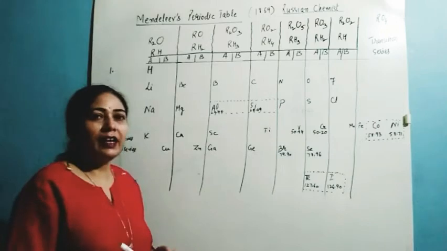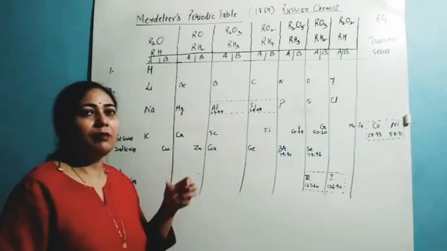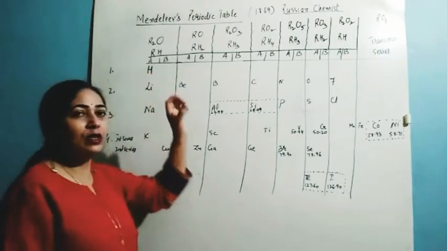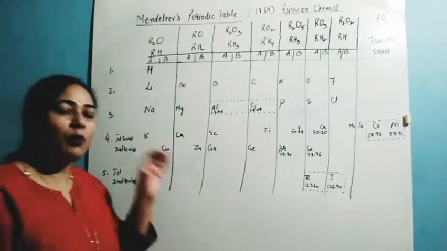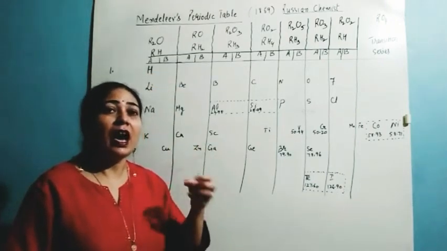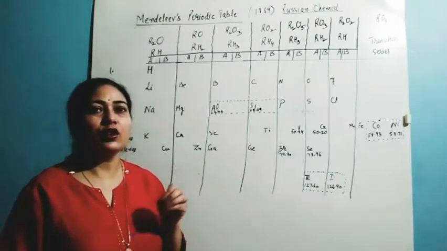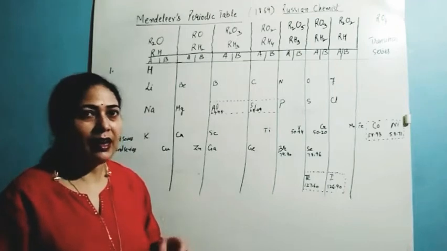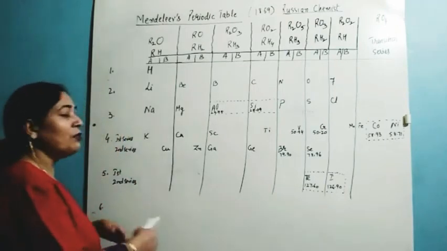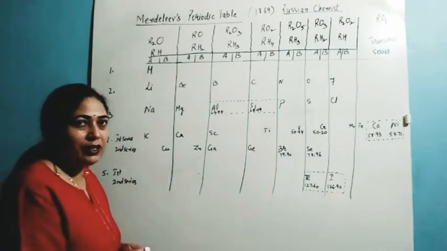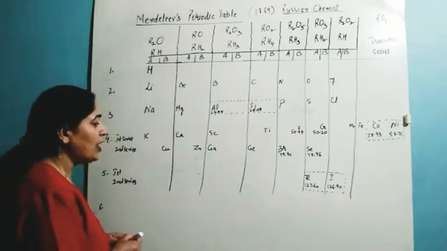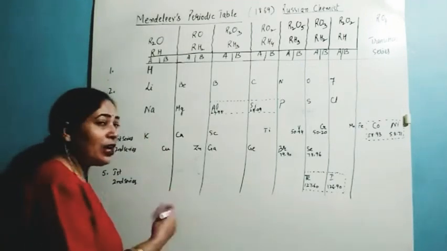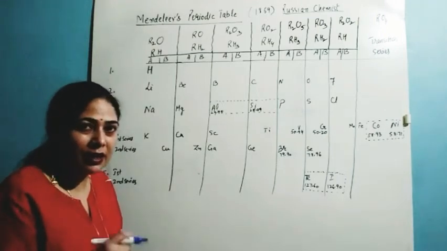First of all, let us consider what the Mendeleev system of classification is. According to the Mendeleev system of classification, the properties of the elements are the periodic functions of their increasing atomic mass. Clear? Then, moving further to Mendeleev's periodic table, let us first have some concept regarding this periodic table. Periodicity means regular repetition.